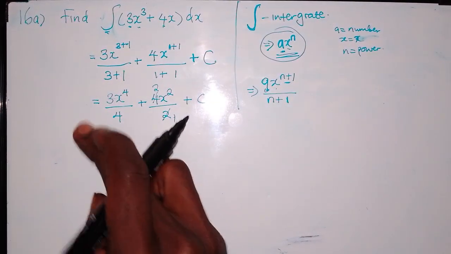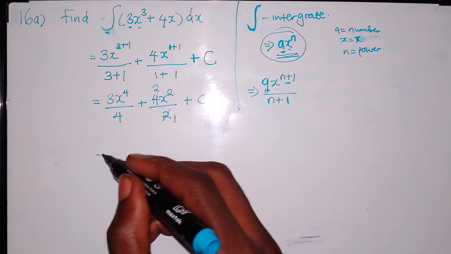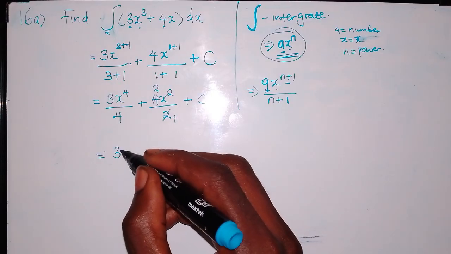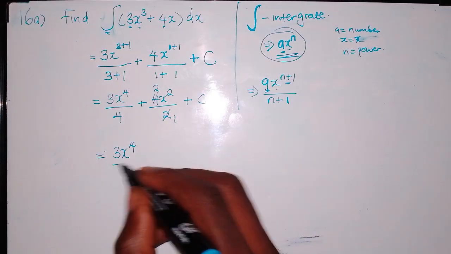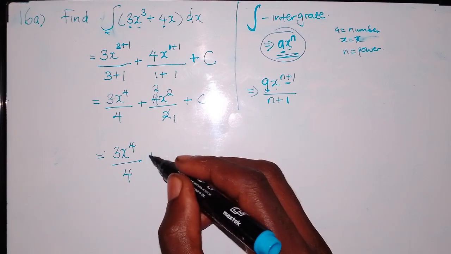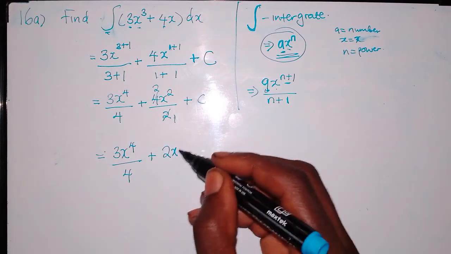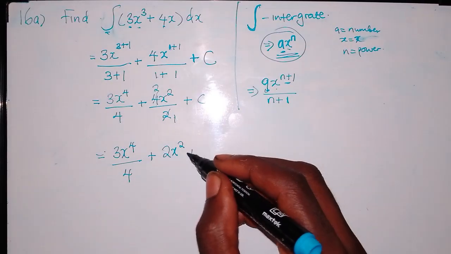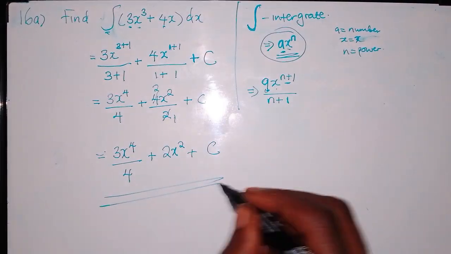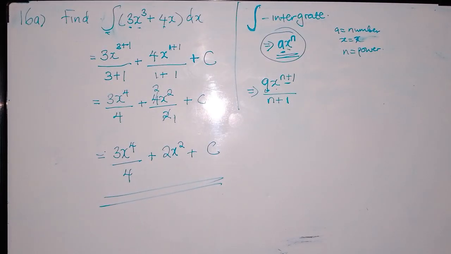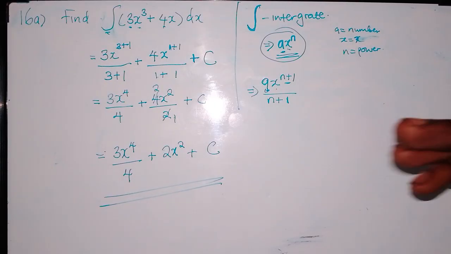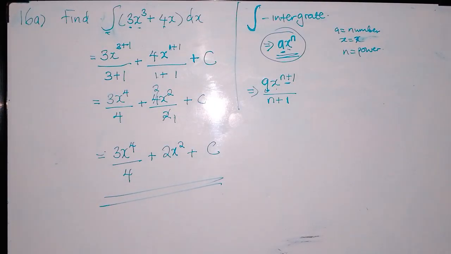So our final answer will be 3x to the power 4 divided by 4 plus 2x to the power 2 plus c. So this is how simple questions on integration come. Integration is the simplest, and also differentiation, when you are looking at calculus.